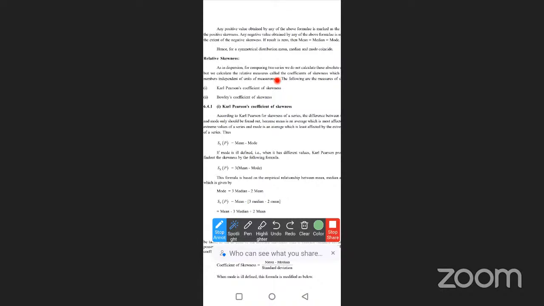Here also the printing mistake is there. SKP is equal to 3 into mean minus median. Second place, here also SKP is equal to 3 into mean minus median. The median is to be replaced; he has given the correction. So this is the correction: 3 into mean minus median, and similarly by sigma. Similarly here also by sigma. Clear, students?